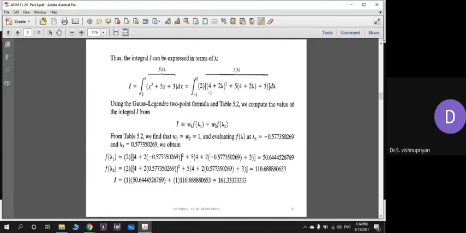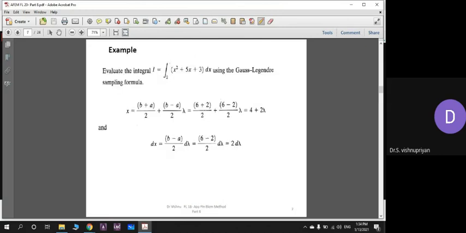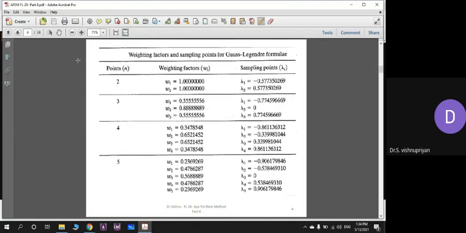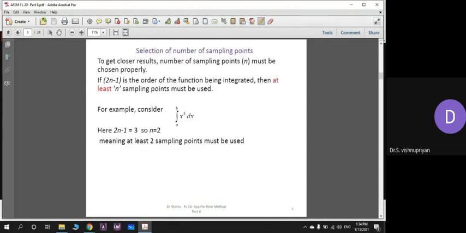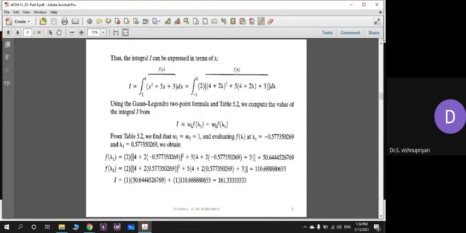Okay, now we are going to use 2 sampling points. So here from the table, we are going to use 2 sampling points. These are the sampling points. Lambda 1 is minus 0.57735 and lambda 2 is plus 0.57735, and weighting factors is 1 for both. So here, wherever I have lambda, now I decided that this will be my f of lambda. 2 times the whole stuff is my f of lambda.